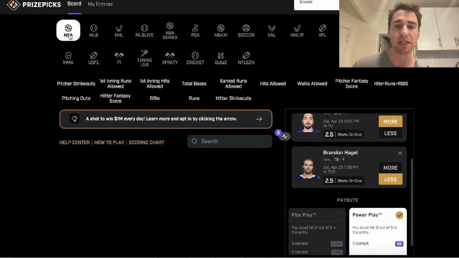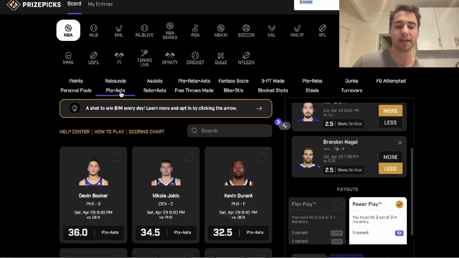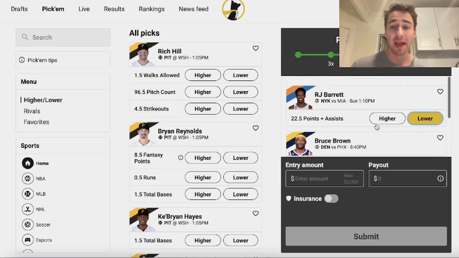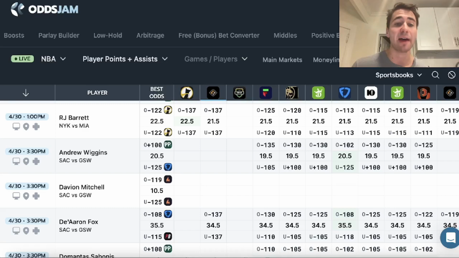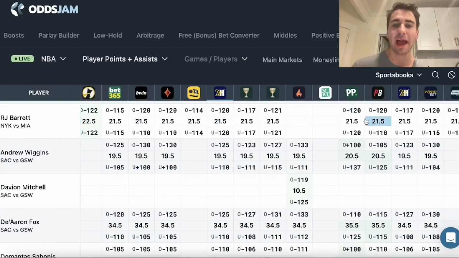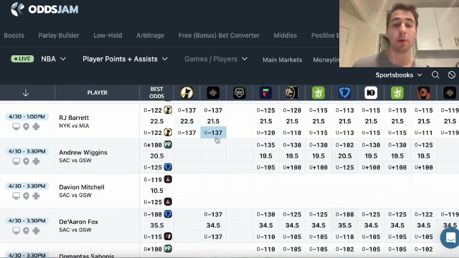So let's go over to Prize Picks. If we go here, and then go to points plus assists, sometimes there's more value on Prize Picks, sometimes it's Underdog. Prize Picks has RJ at 21.5 points plus assists, and you're going to see right here, Underdog is 22.5. So we have a line discrepancy. And what you're going to notice is all the sportsbooks, literally every single one, every data point in the market, Caesars, Parlay Play, Bet365, all these books, we have dozens of data points, Prize Picks, all these different sportsbooks posting odds. They're all telling us RJ Barrett's line should be at 21.5.